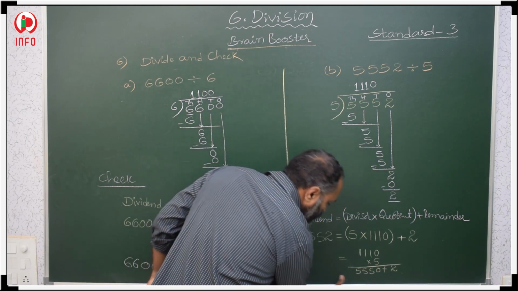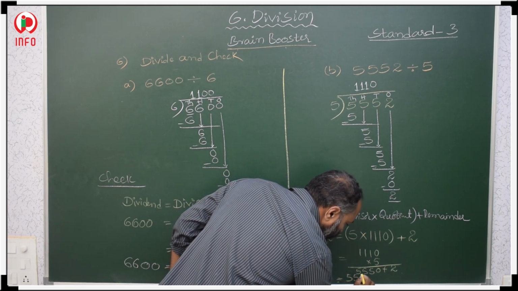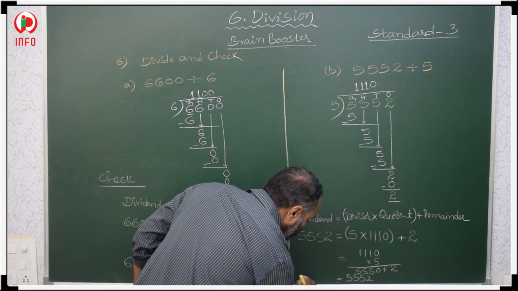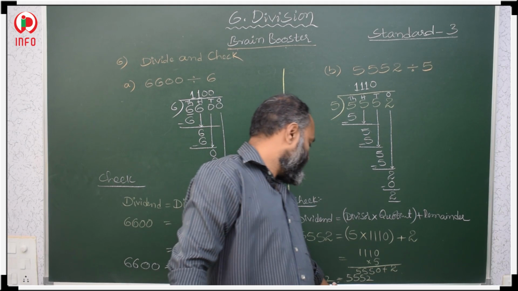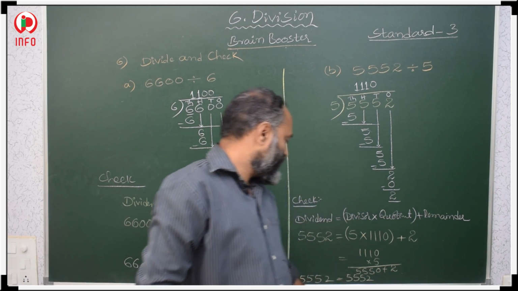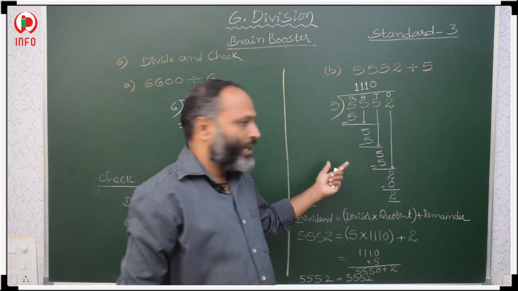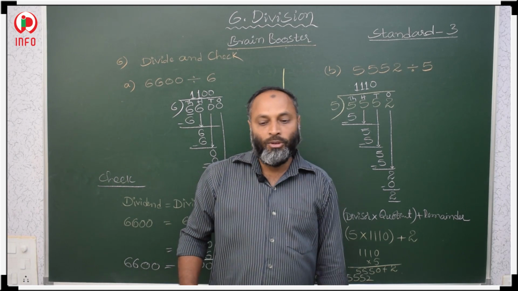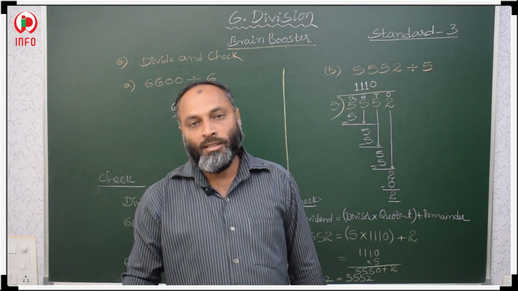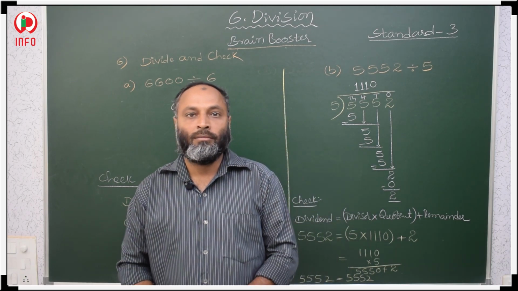It means 5552 is equal to 5552. LHS is equal to RHS here. Both the values are equal, LHS and RHS. Here the result means your answer is correct. Okay. So in this, a few more 2 sums were there, so do similar questions as your home assignment.